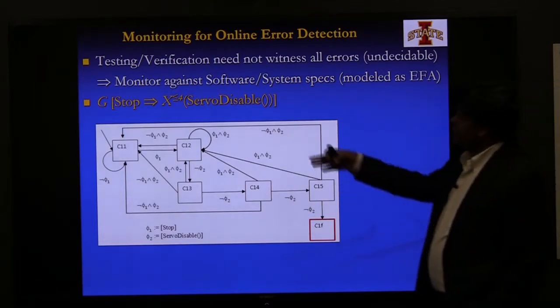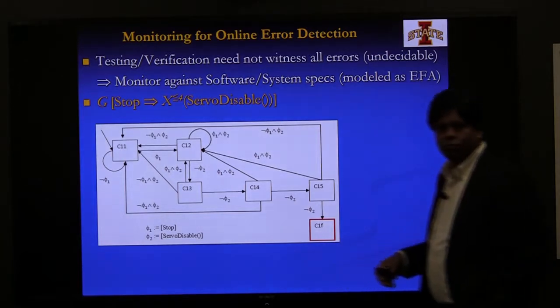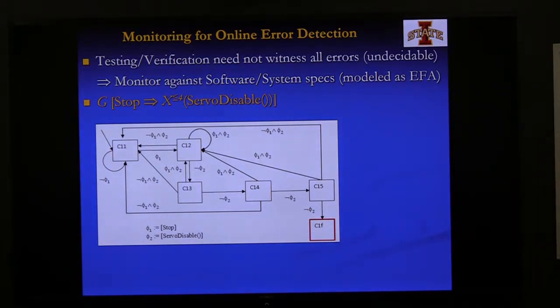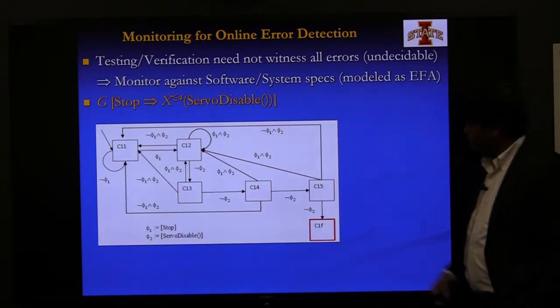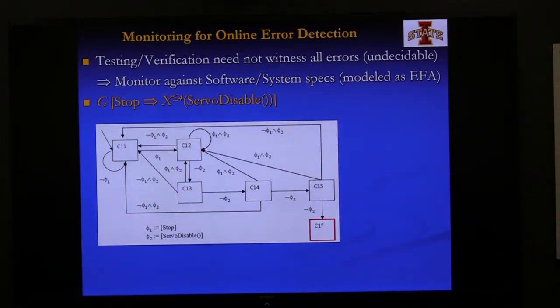So here is the temporal logic encoding of one of the properties of the control software, which says that whenever a stop is pressed, in the next four steps the motor should be halted. Well, that can be captured. So that temporal logic formula can be translated to an extended finite automata.